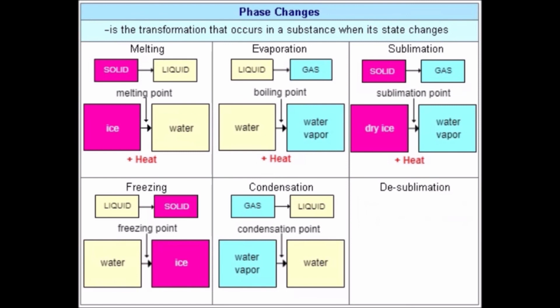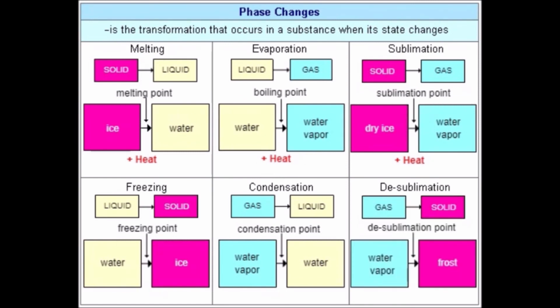De-sublimation. This is the change of state from gas to solid. In winter, water vapors in the atmosphere de-sublimate and form the frost.